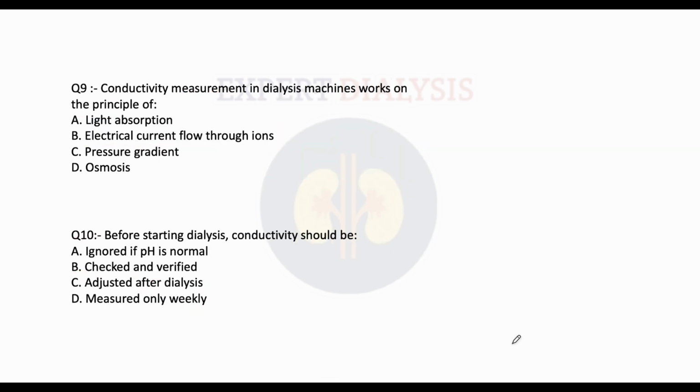Moving to the ninth question, it says conductivity measurement in a dialysis machine works on which principle? Now they are asking for the principle. Option A says light absorption, option B says electrical current flow through ions, option C says pressure gradient, option D says osmosis. The answer will be electrical current flow through the ions.